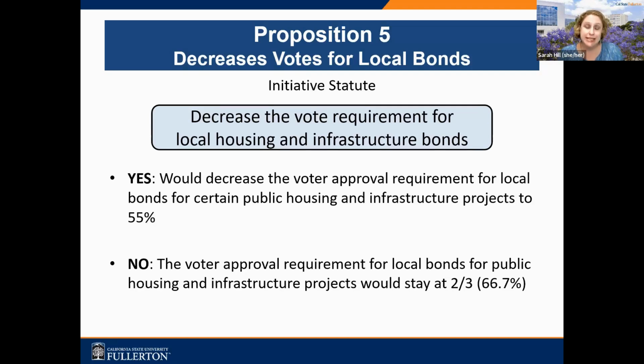So a yes vote would decrease the voter approval requirement for local bonds for public housing and some infrastructure projects to 55%. A no vote would leave the voter approval requirement at 2/3 or 66.7% for public housing and infrastructure projects. So it would leave it at that level.